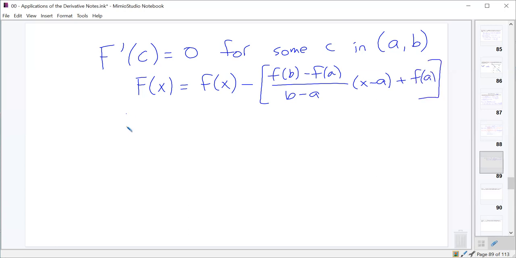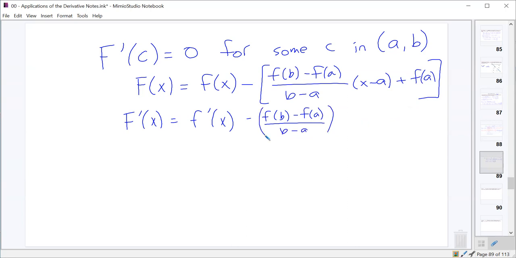Well, what's capital F prime of x then? Well, what's the derivative of little f of x? It's just f prime of x. And then we end up with this is equal to, well, the derivative of a linear function. That's all this is right here. This is just a linear function. What's the derivative of a linear function? It's just its slope. So we end up with f prime of x minus the slope of this linear function, which is f of b minus f of a over b minus a.